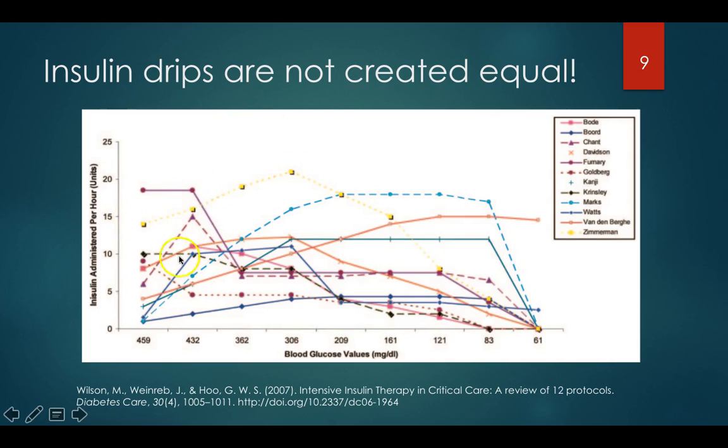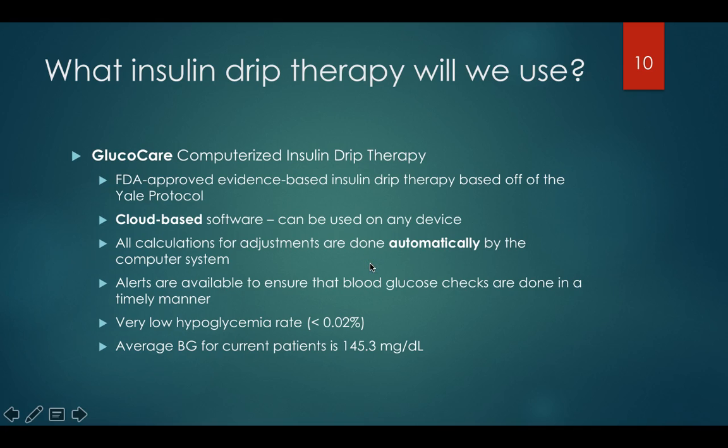As you go to the next one, you see some increasing, you see some decreasing. When you get down to where you're actually hypoglycemic, there are actually 2 of the protocols that are still running insulin at that point, but most of them are shut off. So there's a lot of different insulin drips out there. So which ones are we going to use?